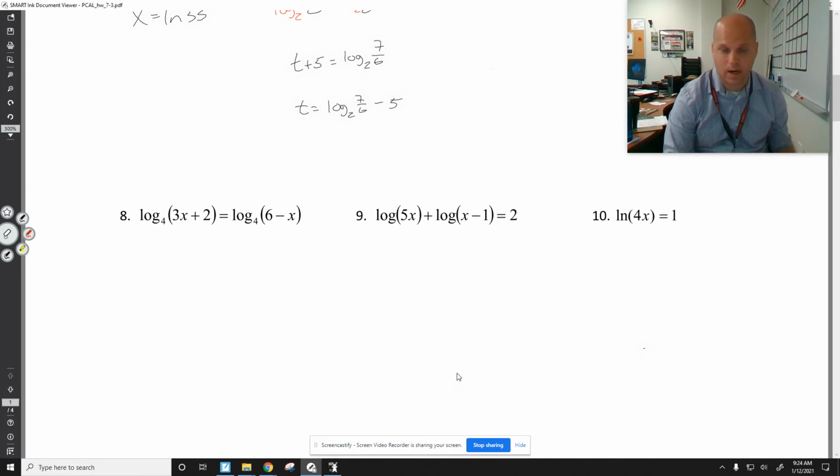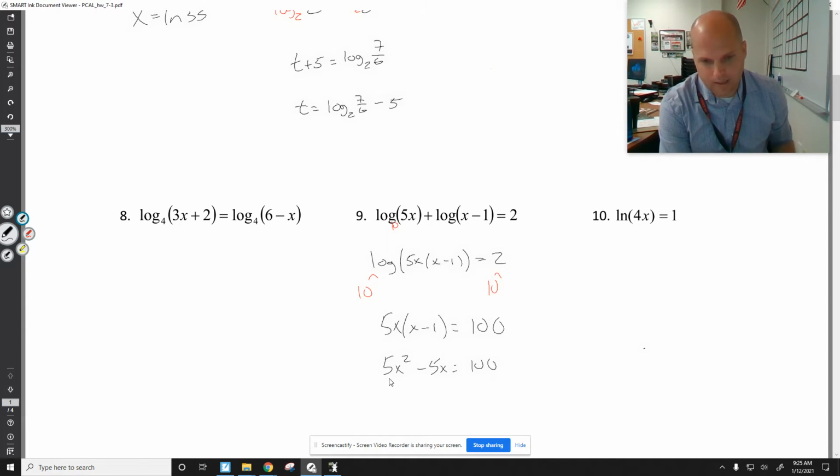but I'll show you an easier way to do this, which is to use your log properties to simplify this into one log. If I understand that if you're adding, the exponent rule is like multiplying the stuff inside the logs into one log, I'm ready to now get rid of this log. Log is an implied base 10. So I would take 10 to the power, 10 to the power. That gives me 5x times x minus 1 equals 10 squared, which is 100. Okay, I'm ready to distribute. I get 5x squared minus 5x equals 100.